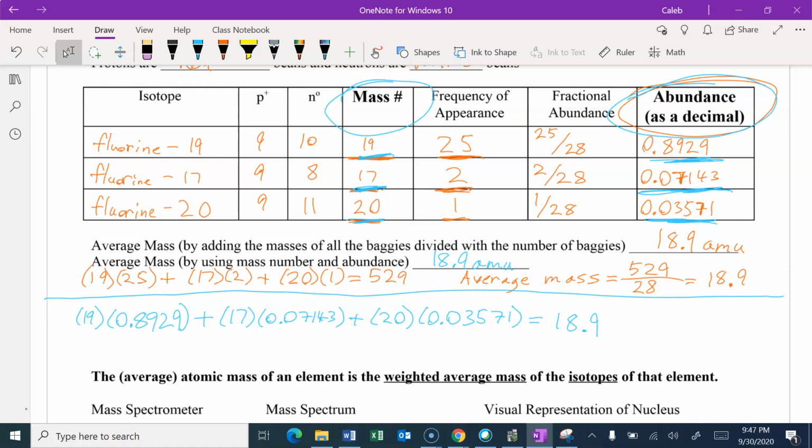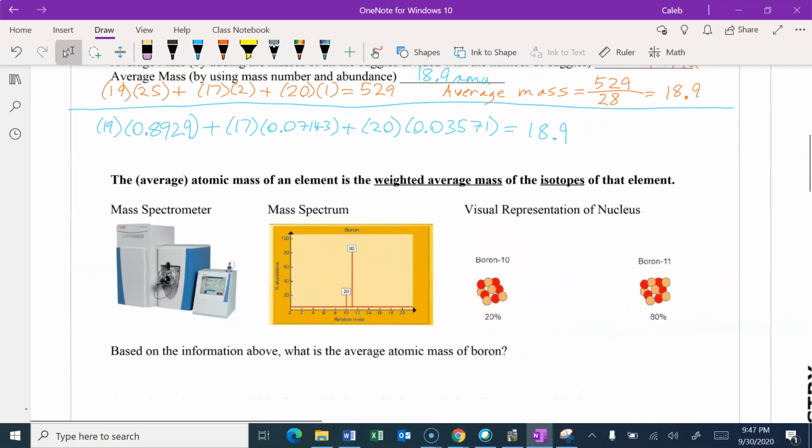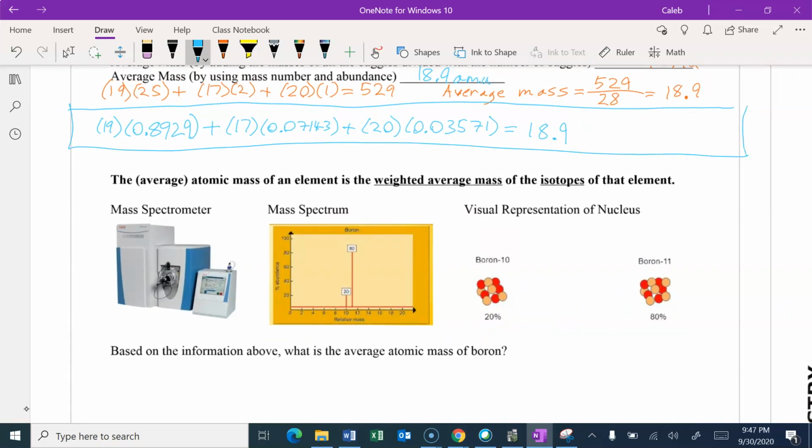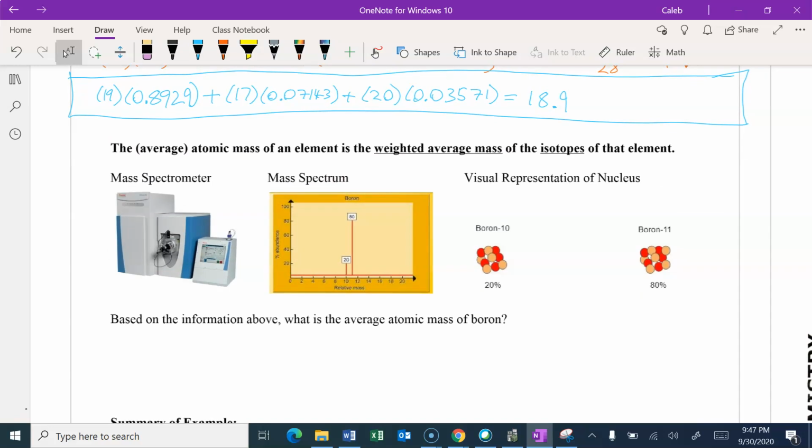So we want to go through a definition, and then we're going to go through some practice problems as well. And we will be using a method very similar to what we just did here over and over again. Don't worry, we'll do a lot of practice problems, but this is a method you need to make sure you know how to do. All right, the average atomic mass of an element is the weighted average mass of the isotopes of that element.